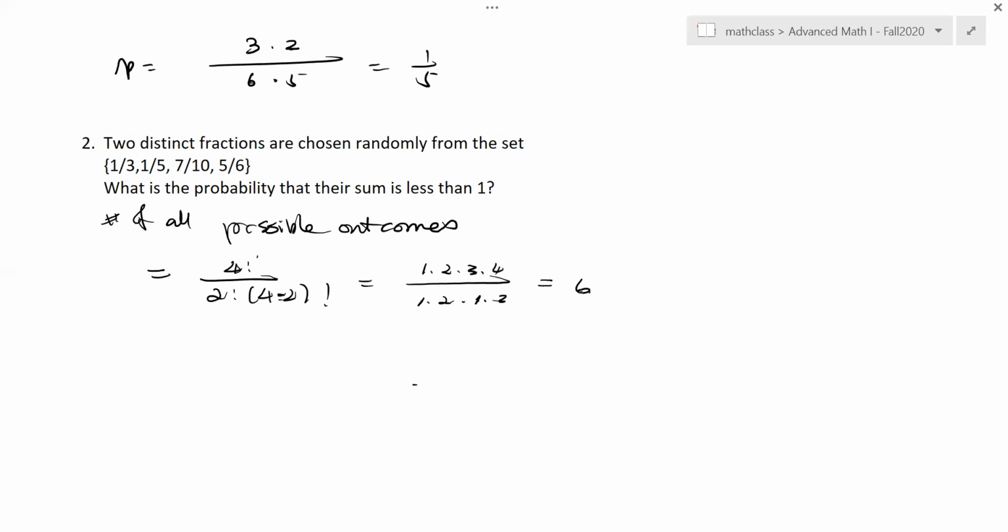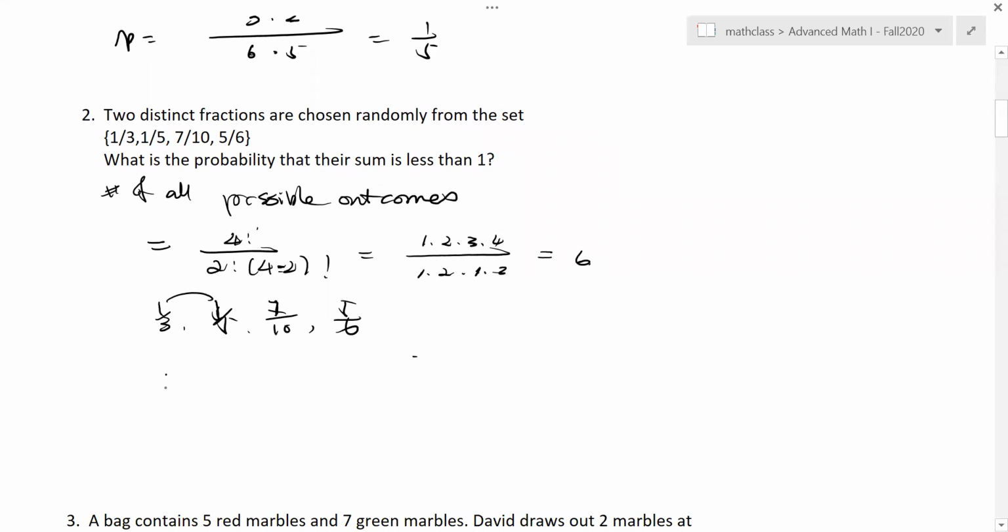Right, the next step is to find out which pair of numbers has a sum less than 1. You have 4 numbers here: 1/3, 1/5, 7/10, and 5/6. So you don't miss any pair, you look at this one. 1/3 plus 1/5 is less than 1. Then 1/3 plus 7/10, quickly you can see that this is going to be greater than 1. Then 1/3 plus 5/6.